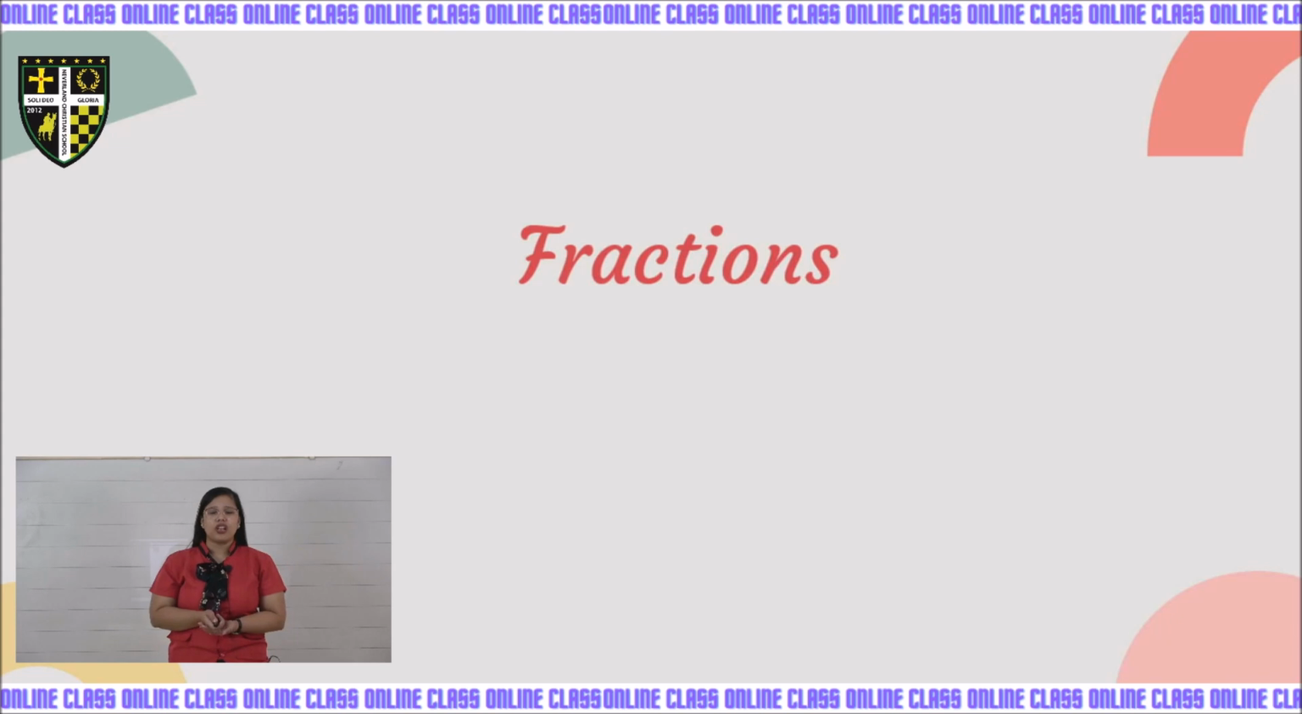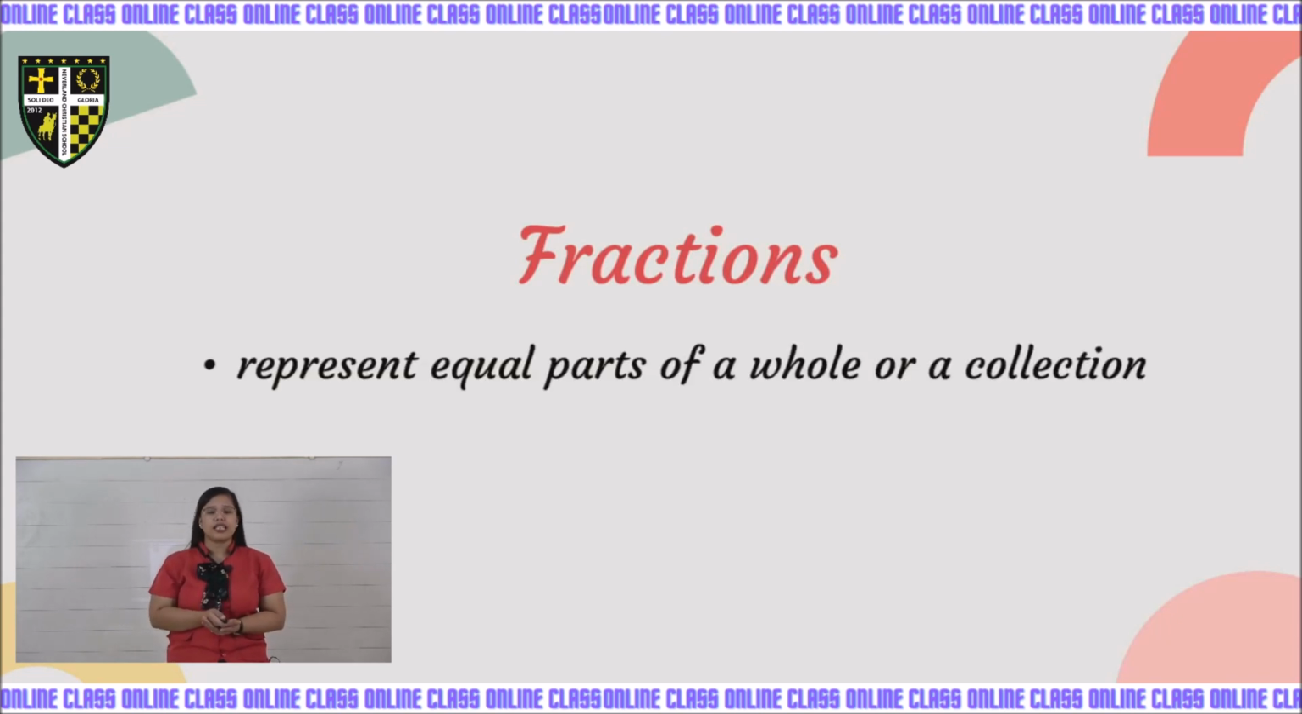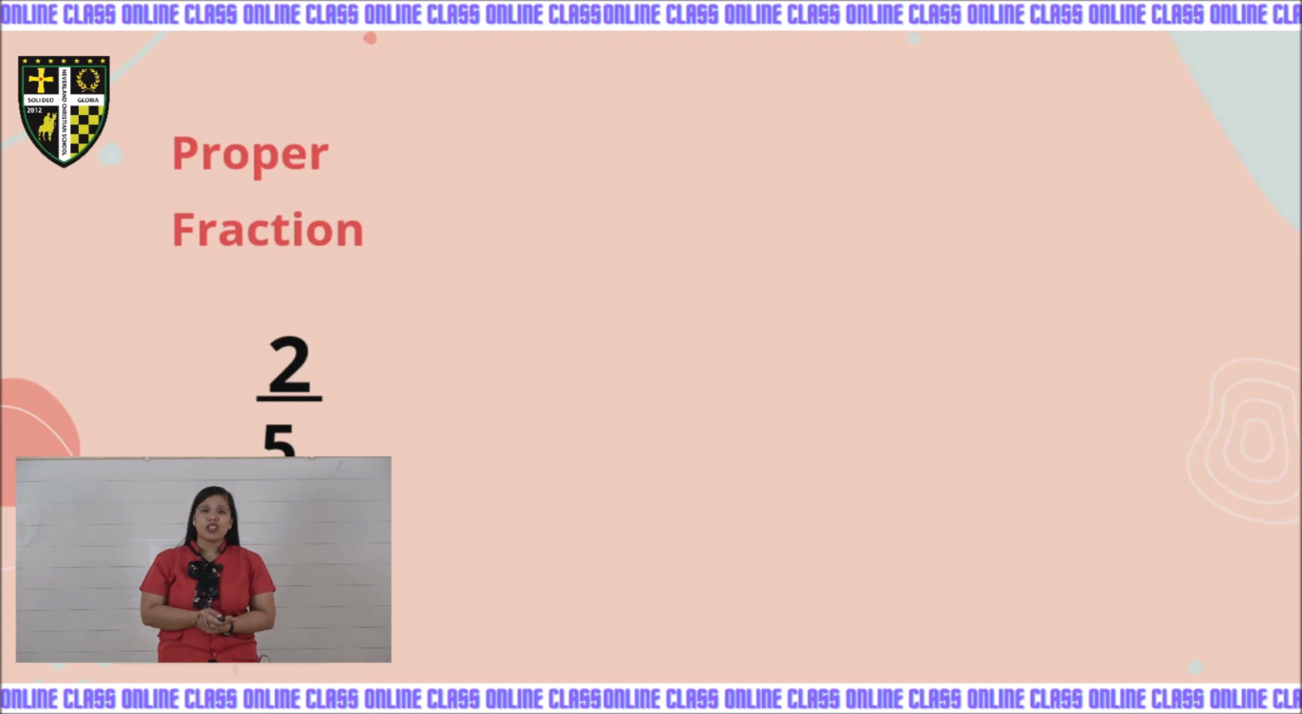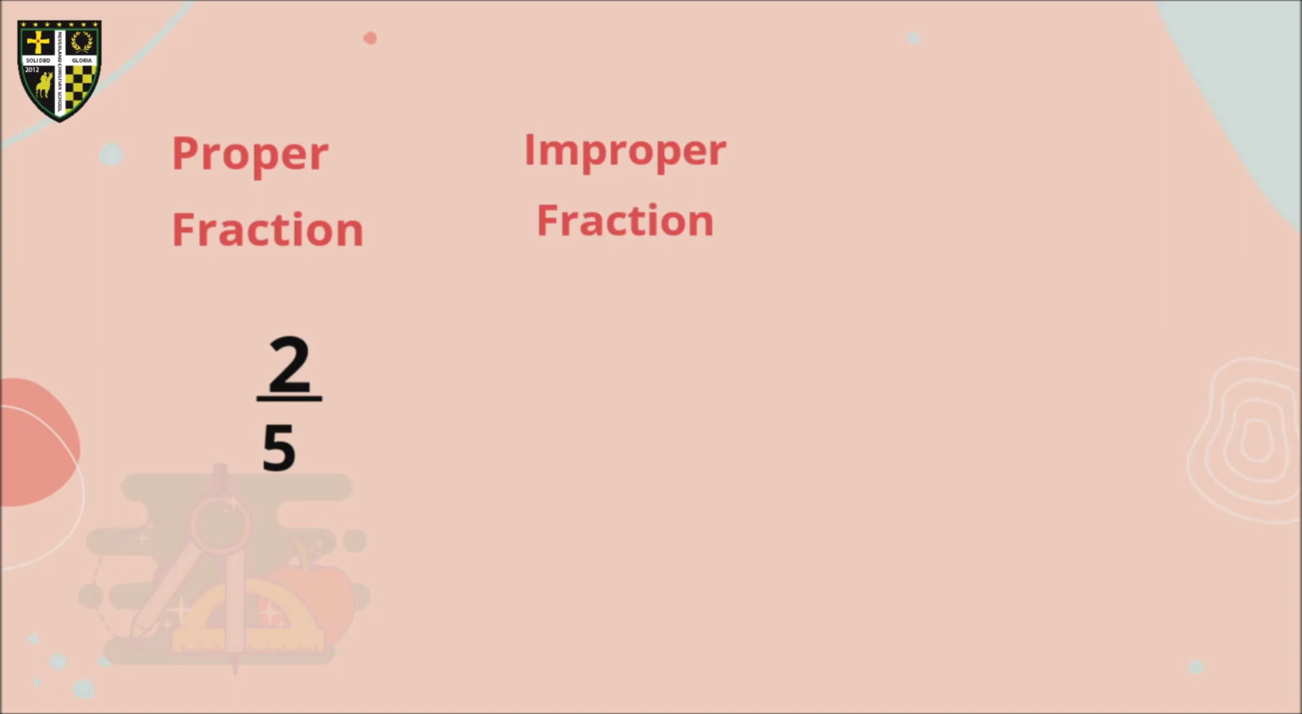What are fractions? Fractions represent equal parts of a whole or collection. We have three kinds of fraction. First one is proper fraction. An example of proper fraction is 2/5. Next we have improper fraction. An example of improper fraction is 13/10. When we are talking about improper fraction, the numerator is bigger than the denominator. Again, when we are talking about proper fraction, the numerator is less than the denominator.